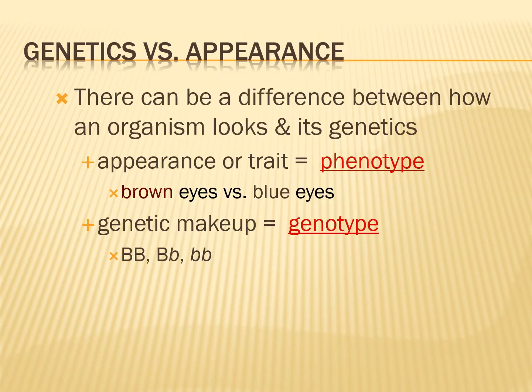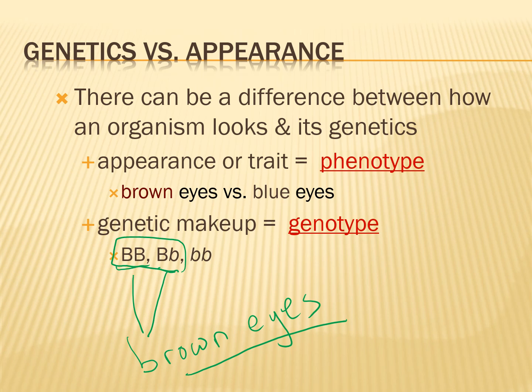So that illustrates that an individual can have a different genotype, but the same phenotype. So big B, big B and big B, little b are two different genotypes, but they both are brown eyes. And brown eyes is the phenotype, so they both have the same phenotype.